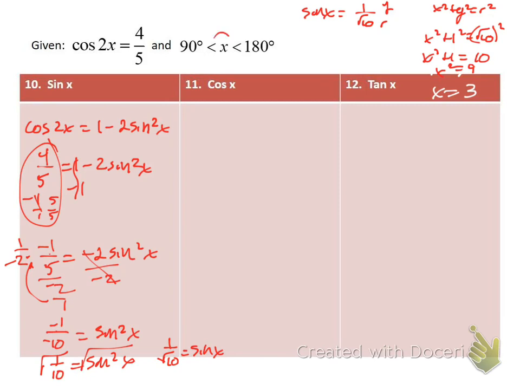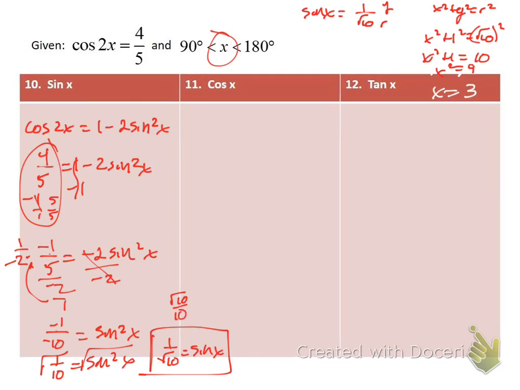So the angle is between 90 and 180, which means that we're in quadrant 2. So if we're in quadrant 2, that means sine is going to be positive. So sine of x is going to be 1 over the square root of 10, or to rationalize that would give you radical 10 over 10.